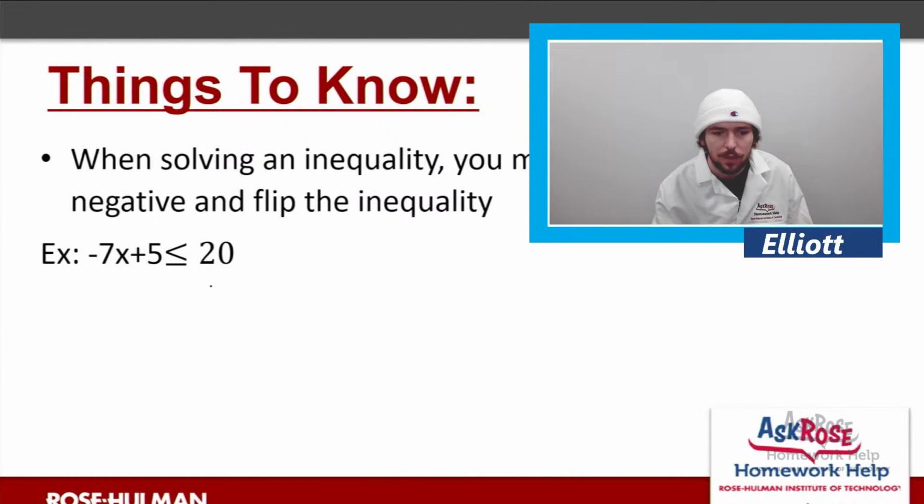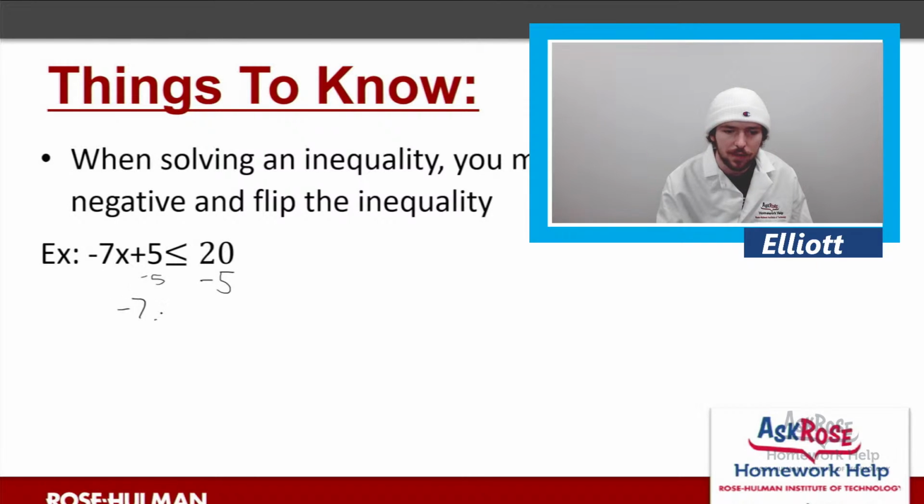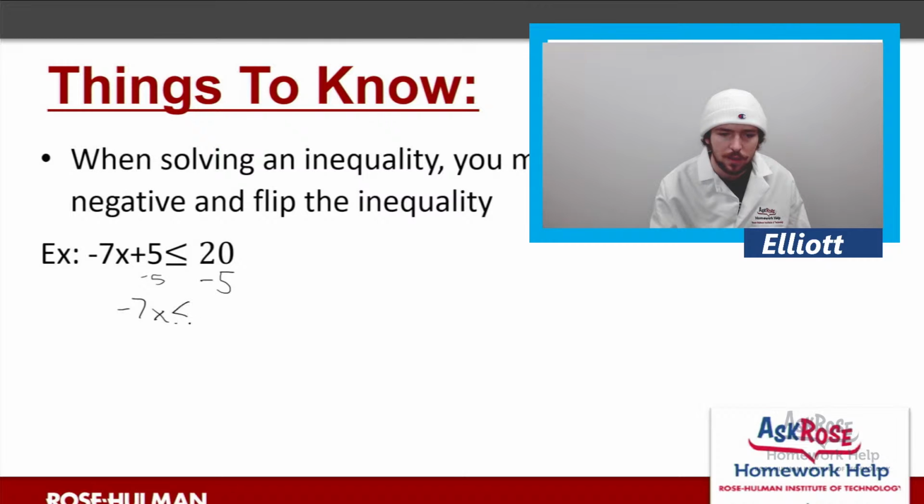Okay, so things to know when you're solving an inequality. Whenever you multiply by a negative, you're going to flip your signs. So basically here, I'm going to solve it by subtracting 5 from both sides. And I'm going to get negative 7x less than or equal to 15.